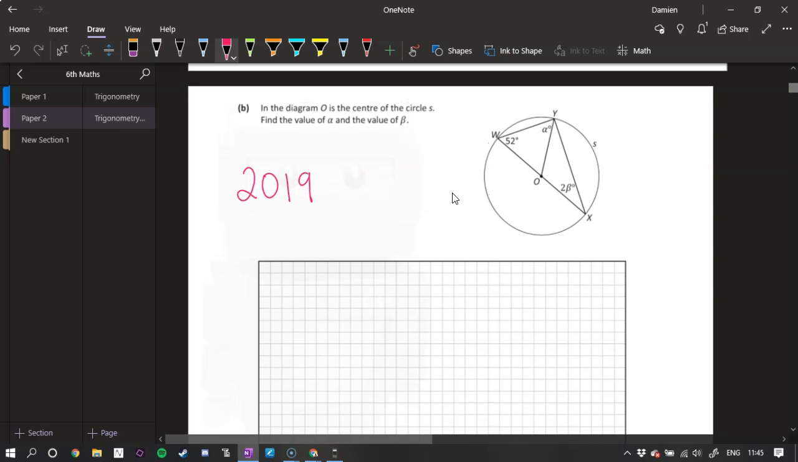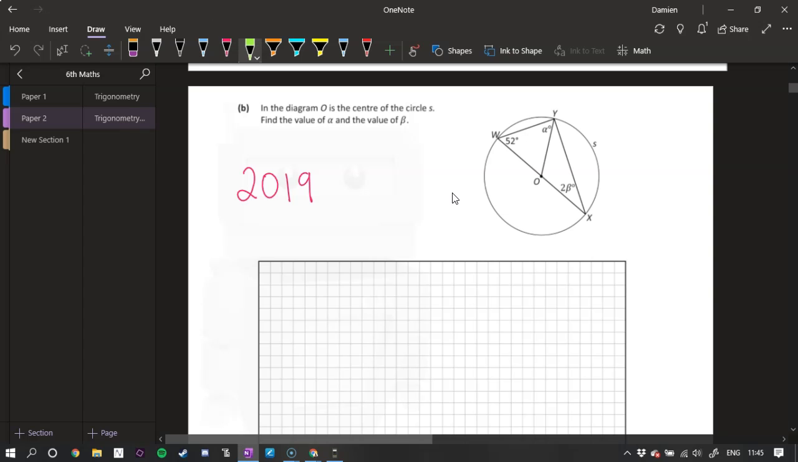So in the diagram, O is the center. You're given this diagram and you're basically asked to find alpha and beta, or a and b. So the first thing I would do in something like this, before I even attempt a question, is look at the diagram and on the page try to fill in as many points of information as I possibly can. Any angles I can fill in, any lines that might be radii, I'll fill in. So that's what I'm going to do here.